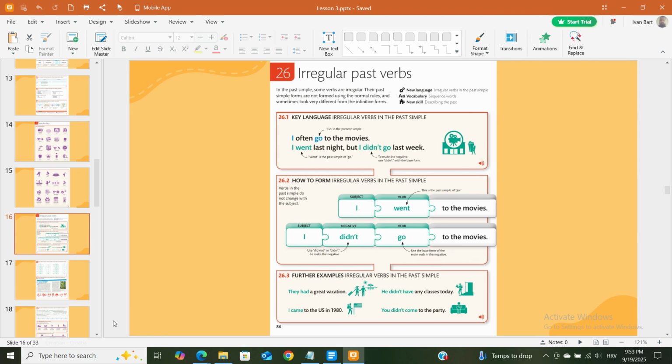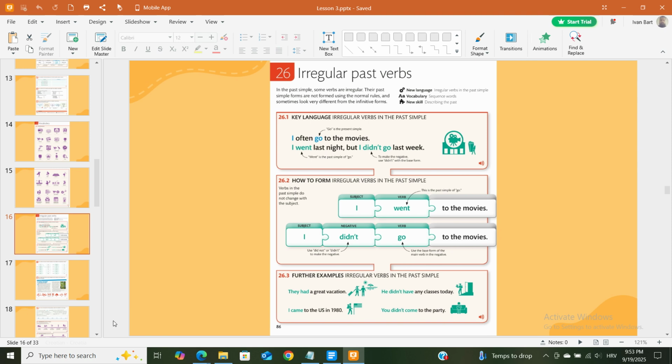26.1 Key language: irregular verbs in the past simple. Go is the present simple. I often go to the movies. I went last night, but I didn't go last week. Went is the past simple of go. To make the negative, use didn't with the base form.